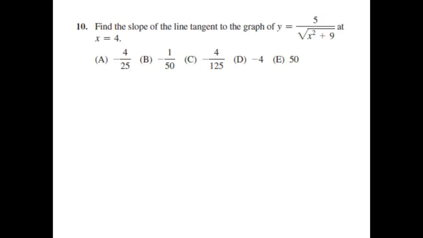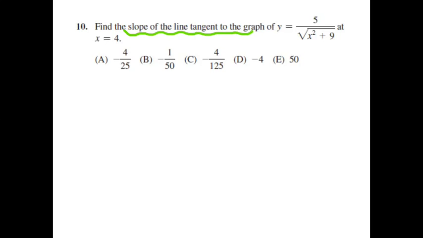All right, next question, number 10. Find the slope of the line tangent to the graph of y equals 5 divided by the square root of x squared plus 9 at x equals 4. So whenever we're asked to find the slope of the line tangent, this is just asking us to find the derivative. Notice it doesn't say the equation of the tangent line, it just says the slope of the tangent line. So I just need to find the derivative.